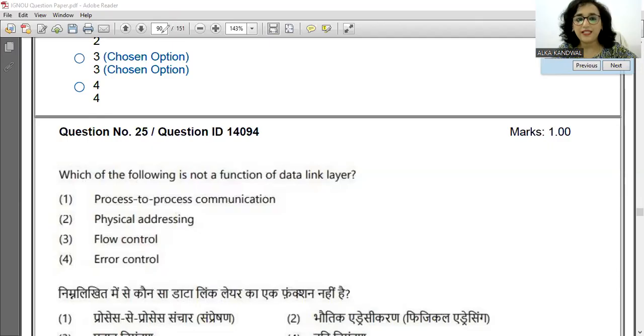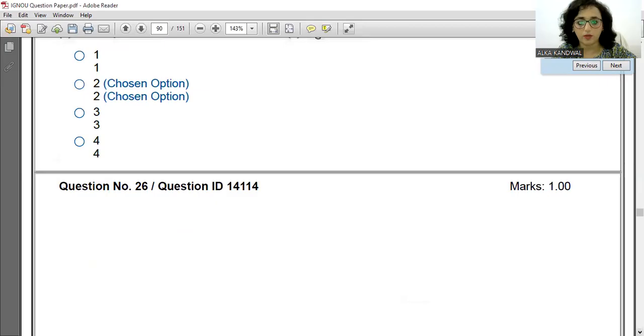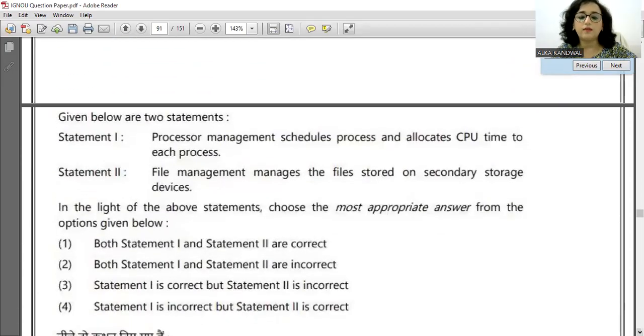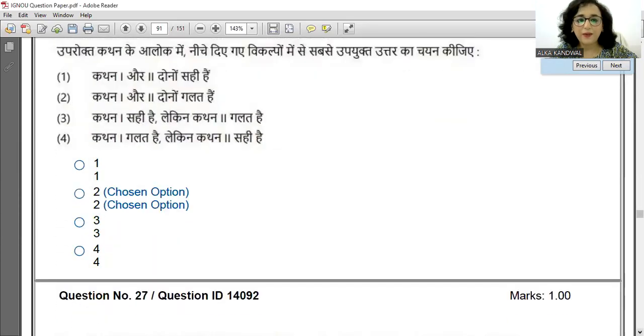Fine. So let us move ahead and let us see what is there. 26, question number 26. See, so 30 questions are there, I think. So processor management schedules the process and allocates the CPU time to each process. Absolutely. File management manages the files stored on the secondary storage device. Both the statements are correct. Absolutely correct. Dono statement correct. So let us move ahead and see what is there next.